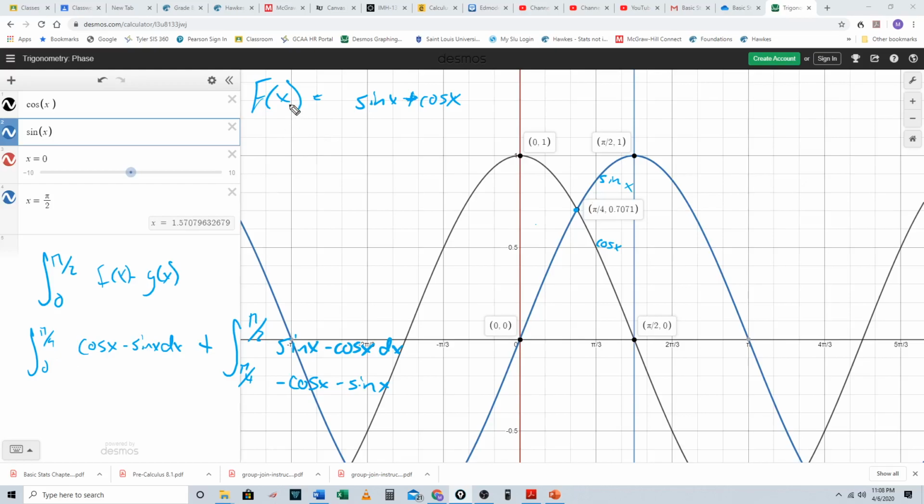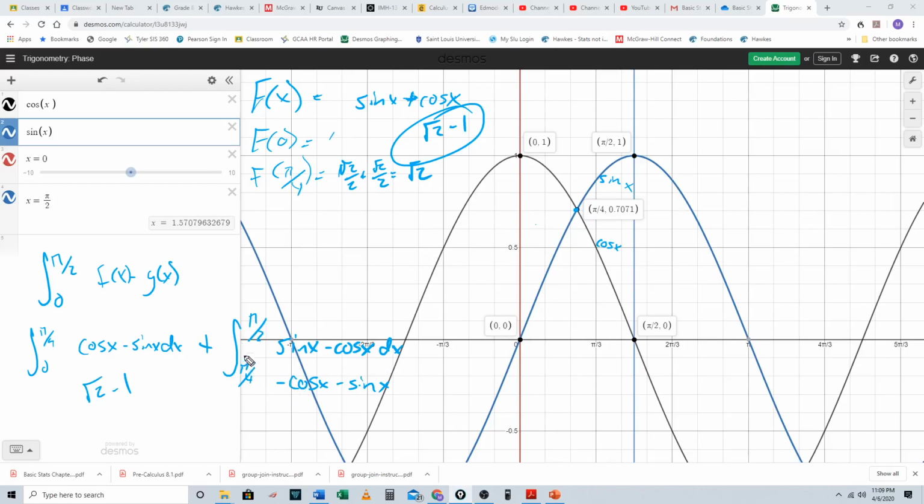All right. So here we have from 0 to pi over 4. F of 0 gives you 0 plus 1, so it is 1. F of pi over 4 is root 2 over 2 plus root 2 over 2, which is root 2. So we end up with root 2 minus 1 for the area of the first function.